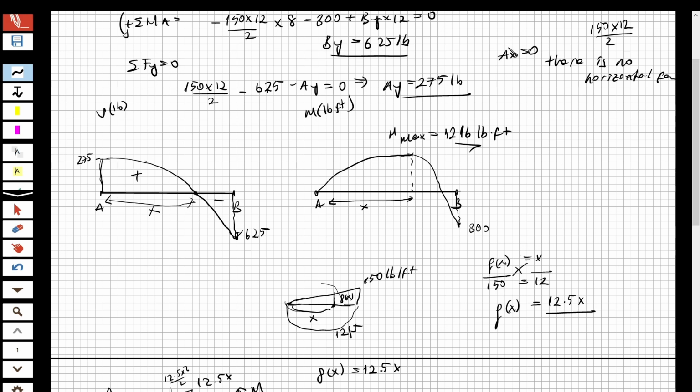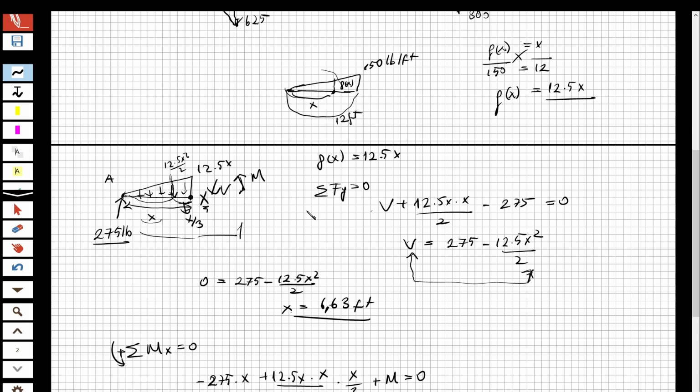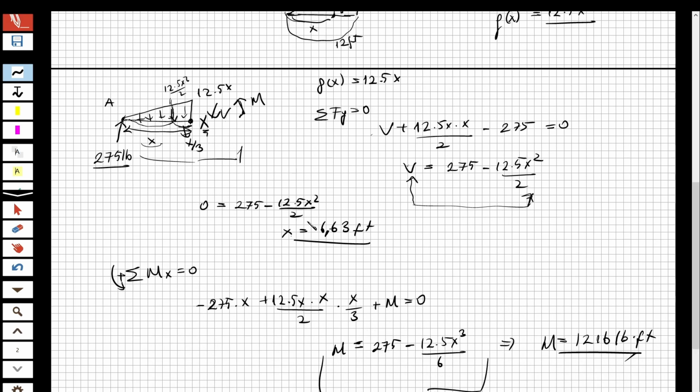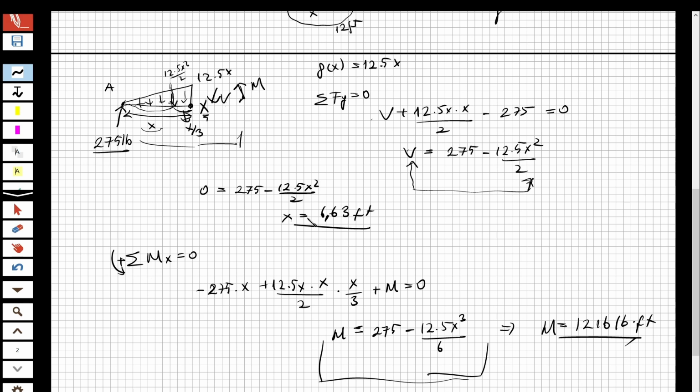Now we obtain the shear and the moment diagram. You learned how to draw the shear and the moment diagram. And for the triangular distributed load, I guess you understand how we are going to find the point where the shear force gets 0. Okay, so now the question is solved.